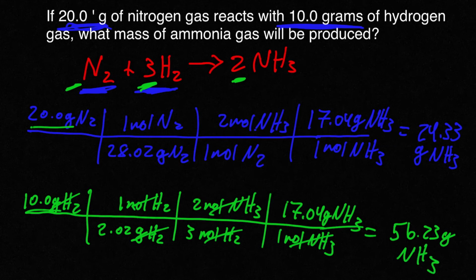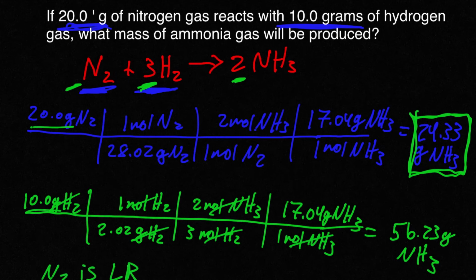Now, clearly, 24.33 grams of ammonia is less than 56.23. Nitrogen is limiting. N2 is the limiting reactant, or the LR, we abbreviate that. And H2 is the excess reactant. It'll be left over at the end. We won't use all of it.